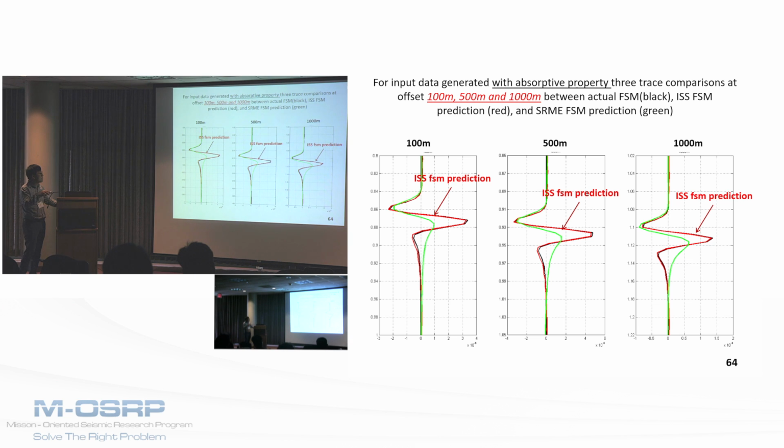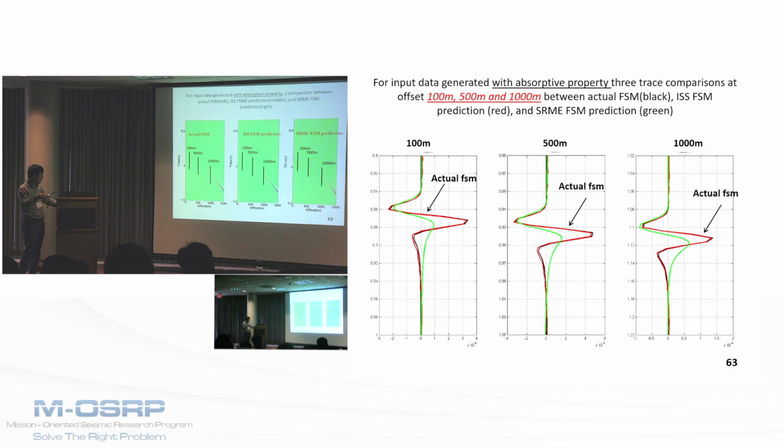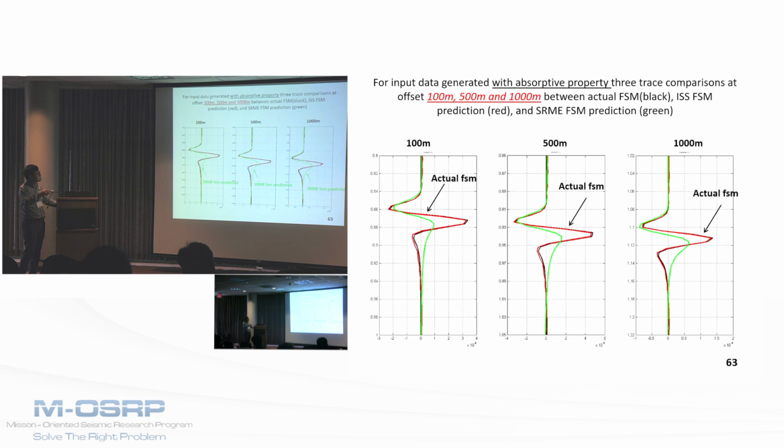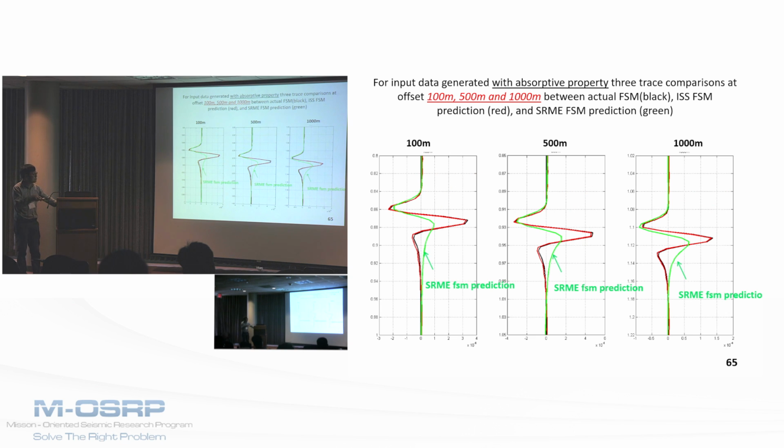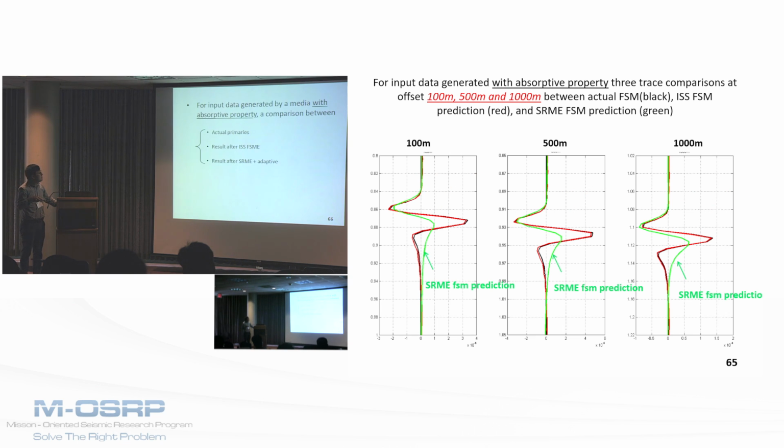This red overlaps with the black, so it nicely agrees with each other. And this green line represents the SRME prediction.